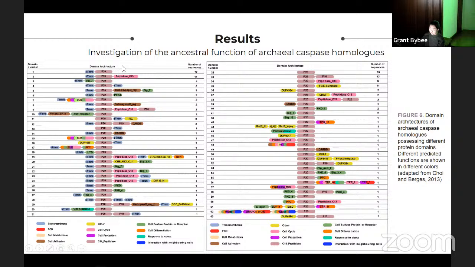And when we actually looked at their entire protein domain architectures to infer their overall function, we found that most of them were either associated with acting as receptor peptides to respond to the external environment or neighboring cells, as well as cytosolic proteins that are associated with a cell survival related function. And the fact that archaeal caspase homologs were mainly associated with cell survival raised an interesting question of whether these homologs were associated with cell survival or PCD at the time of eukaryogenesis.